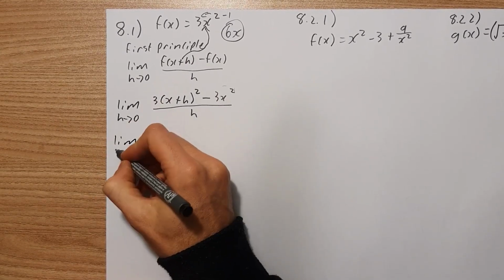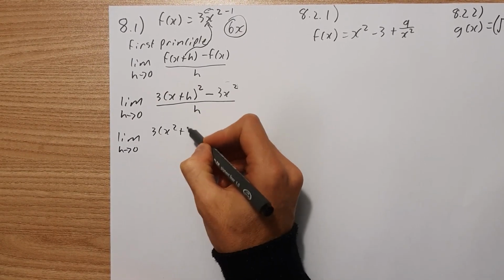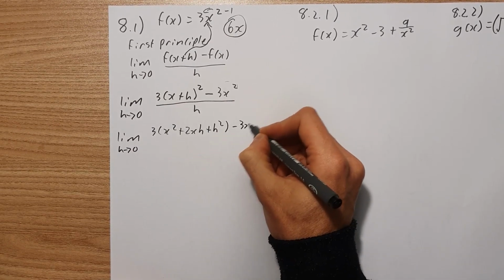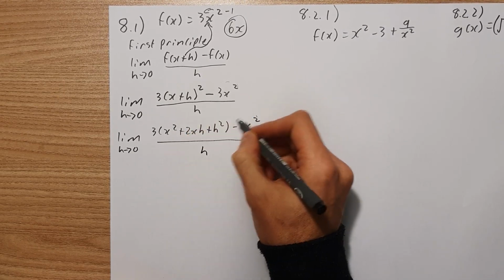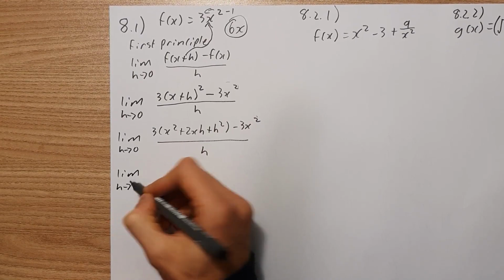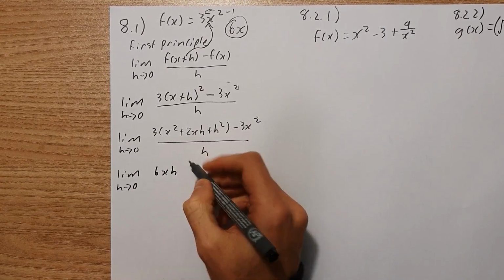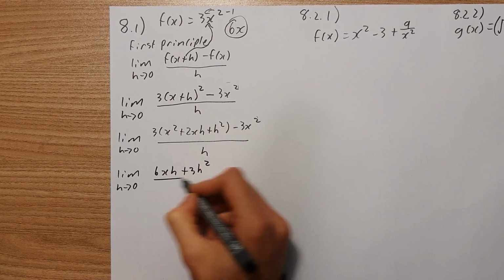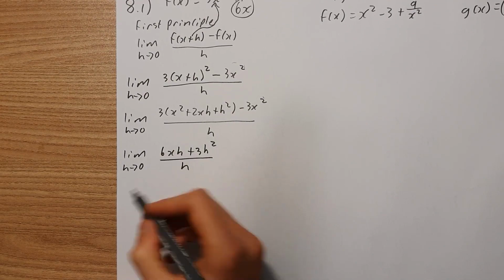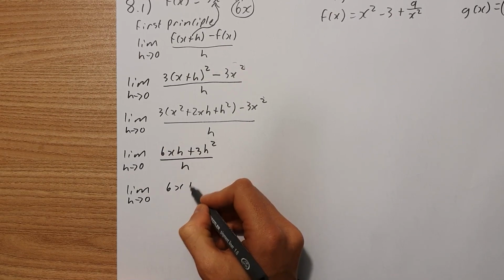Okay, so the limit as h tends to 0. Okay, I'm going to sort this out. That's 3x squared plus 6xh plus 3h squared minus 3x squared all over h. Okay, now this 3x squared will cancel with this 3x squared, so I'll be left with the limit as h tends to 0 of 6xh plus 3h squared all over h. So I can take h out as a common factor at the top there and cancel it out at the denominator. So I'm left with the limit as h tends to 0 of 6x plus 3h.